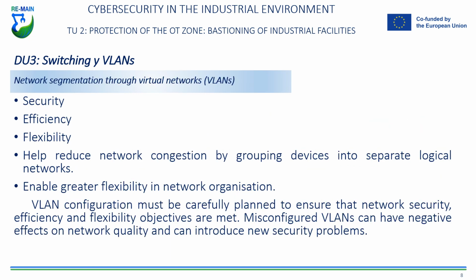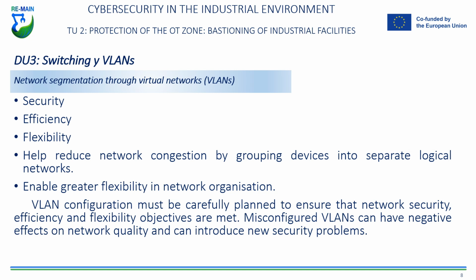VLAN stands for Virtual Local Area Network and refers to the logical segmentation of a physical network into multiple virtual networks. That is, VLANs allow a set of devices to be grouped into a logical network separate from other devices on the same physical network. Segmenting a network using VLANs can provide several benefits, including increased security. By isolating different groups of devices, the risk of a compromised device affecting other devices on the network is reduced.